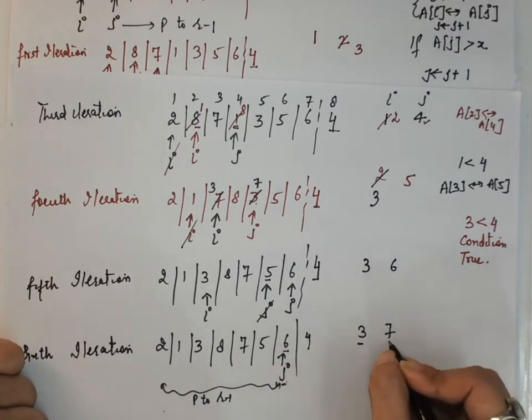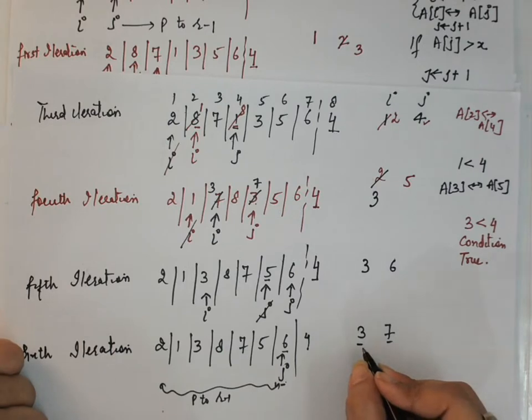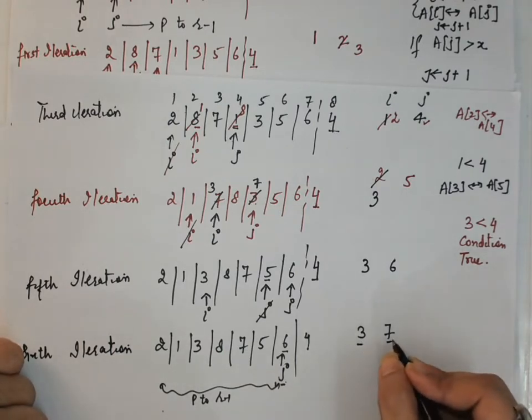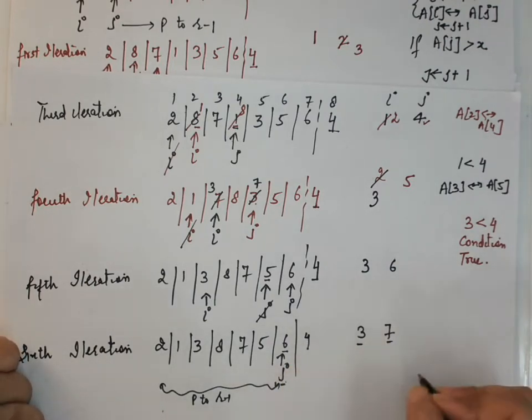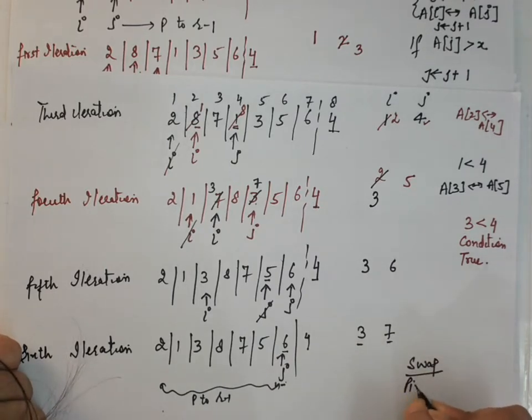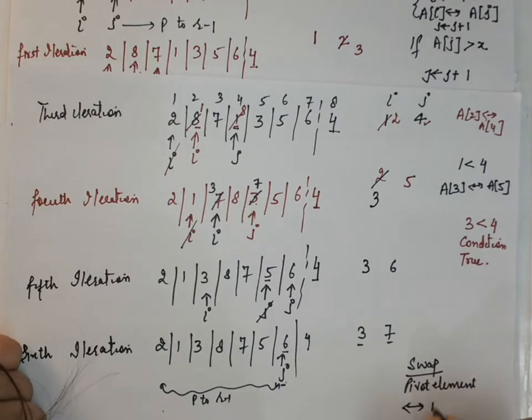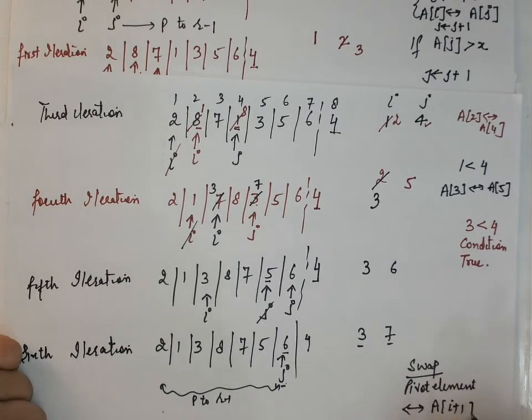Now after all iterations, what is the final value of i? That is equal to 3. What is the final value of j? That is equal to 7. Now I have to swap my pivot element with a of i plus 1.